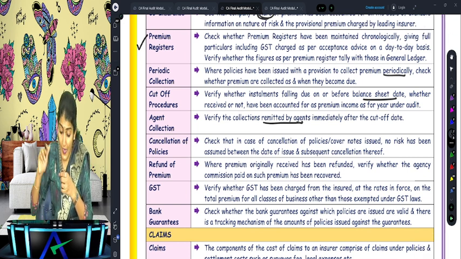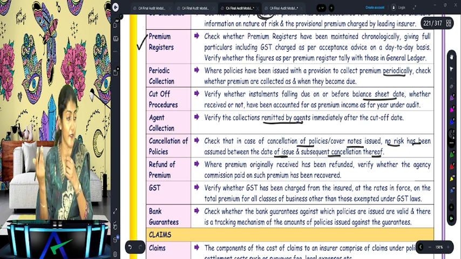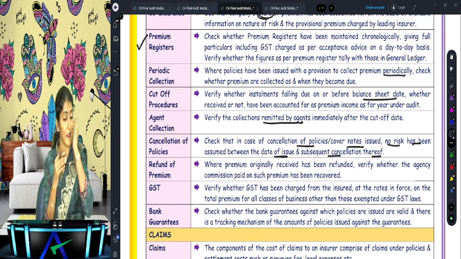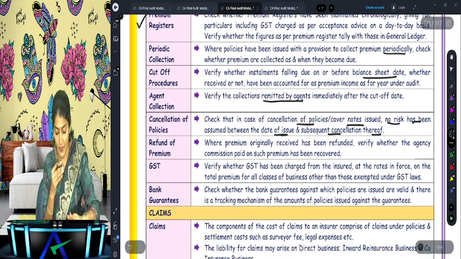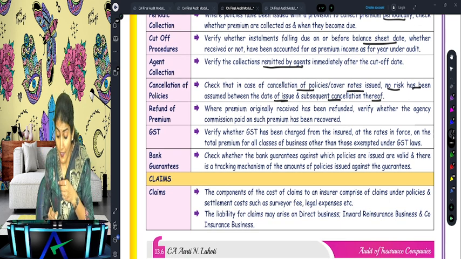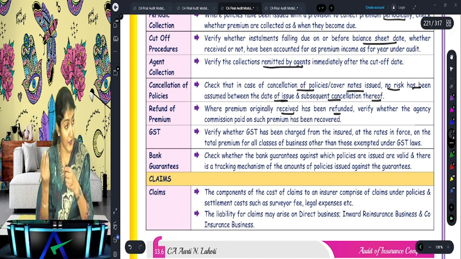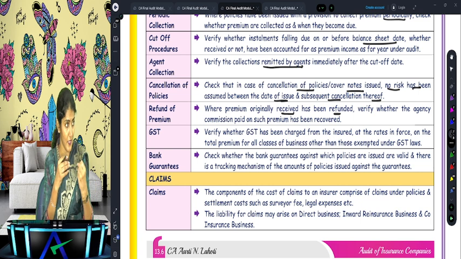Then in case of cancellation of the policy, cover notes issued, no risk has been assumed between the date of issue and the subsequent cancellation. So if the policy has been cancelled between the date of issue of the policy and the cancellation of the policy, should the risk be assumed? No. This is such a beautiful point over there. Where premium received has been refunded. When the policy was issued, was the premium received? Yes.